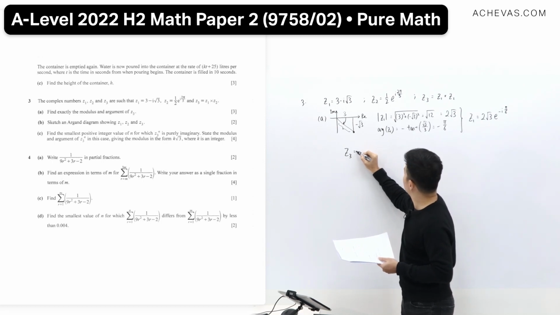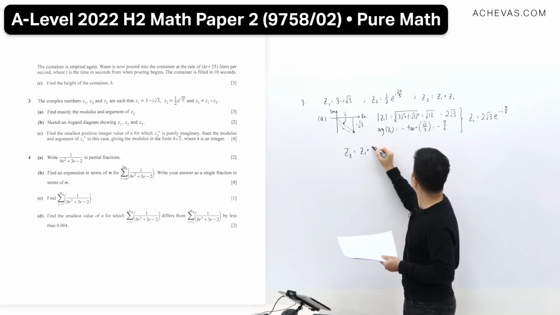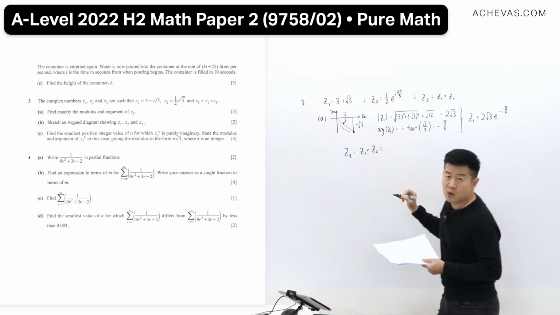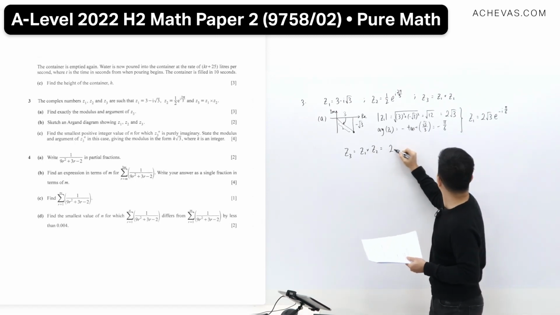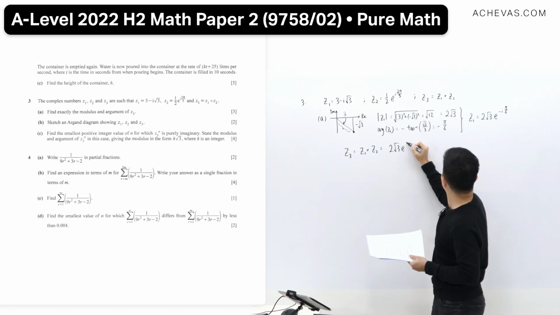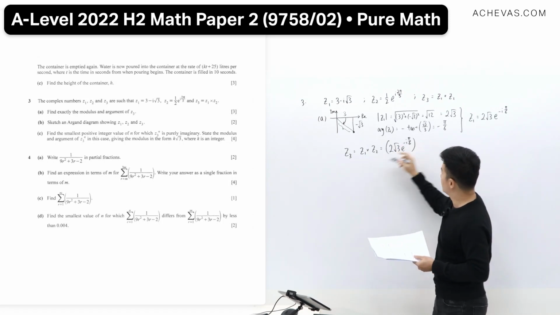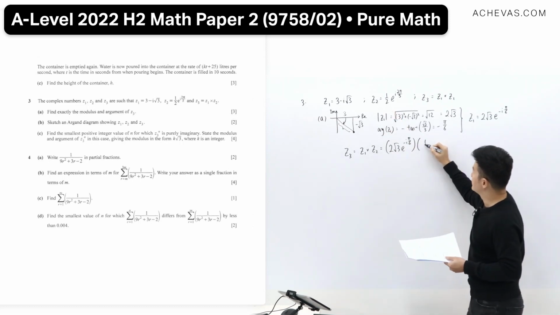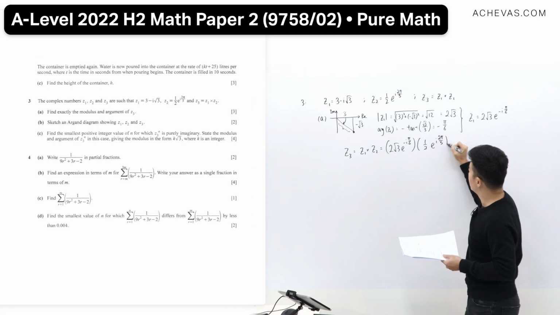Z3 is going to be equal to Z1 multiplied by Z2, which is equal to 2 square root of 3 e to the power of minus i pi over 6. This is Z1 multiplied by Z2, which is half e to the power of i 2 pi over 5.